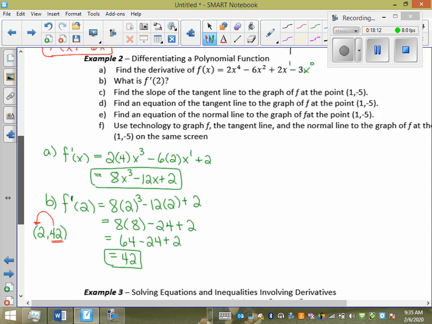Right? So if I went to draw an equation of a line, I would need the y value from the original, not the y value from here. This is a tangent slope. Right? Let's go on. It'll make sense in a second. So we look at C. C says find the tangent line to the graph at 1 and -5.